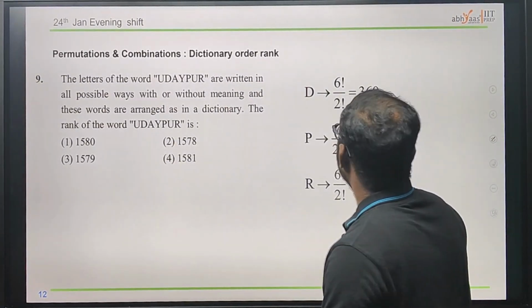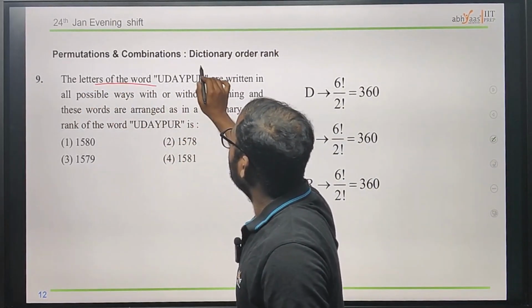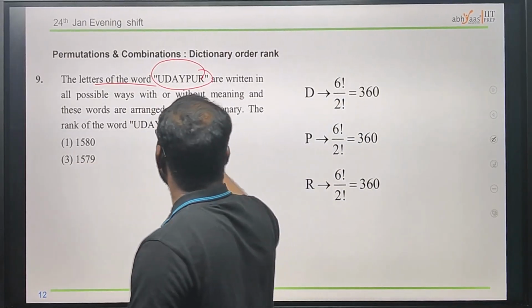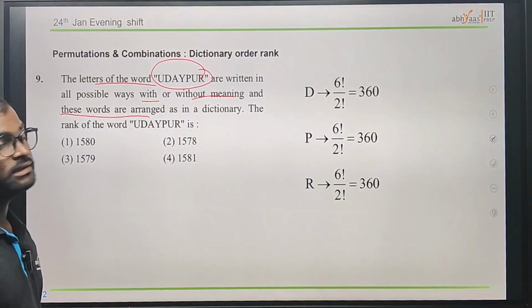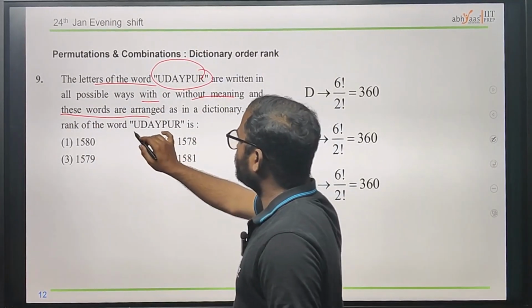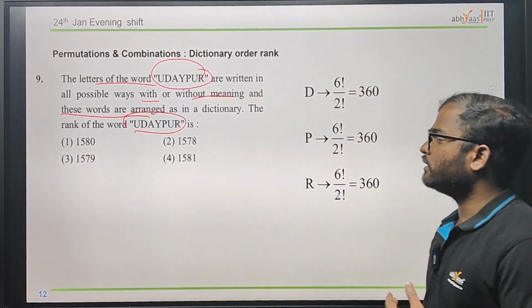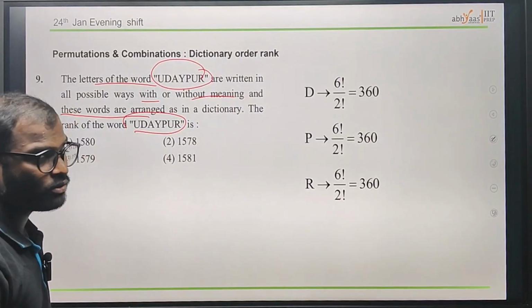Now in this question we have the letters of the word Udaipur. We need to see all possible ways of writing them, with or without meaning. These words must be arranged in dictionary order, and the rank of the word Udaipur is what? After making them in dictionary order, when will Udaipur be formed? We have to see that.